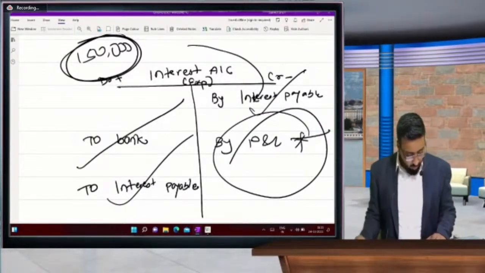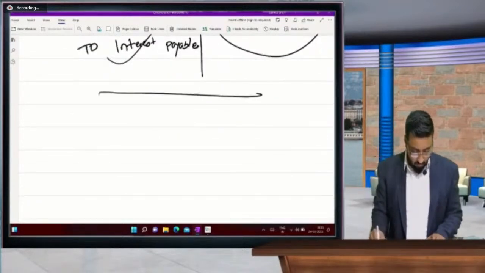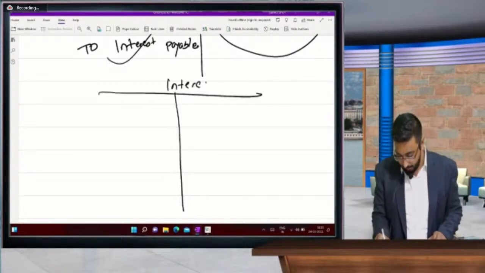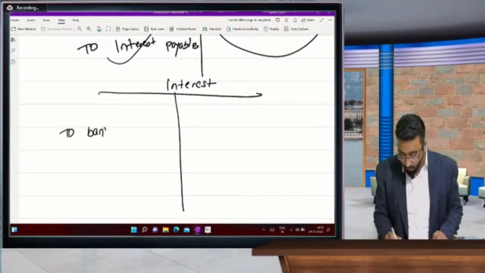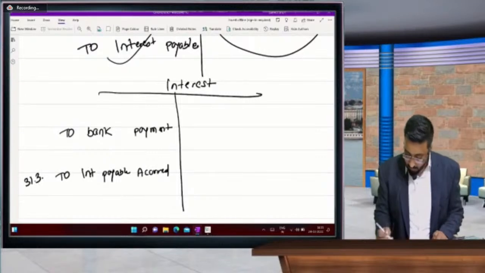शिवम गुप्ता बोल रहे कि सर एक बार एक्सप्लेन कर दो. We are getting this concept. See beta, interest. एक last time बता रहा हूँ. Suppose to bank is of 12 months. Whatever months you have paid to bank payment, which is accrued. Accrued means to interest payable is not yet paid on 31st of March or 31st of December, whatever the balance sheet date.